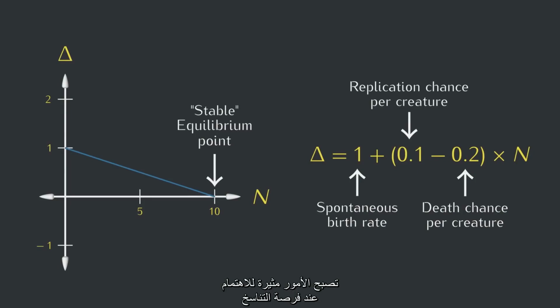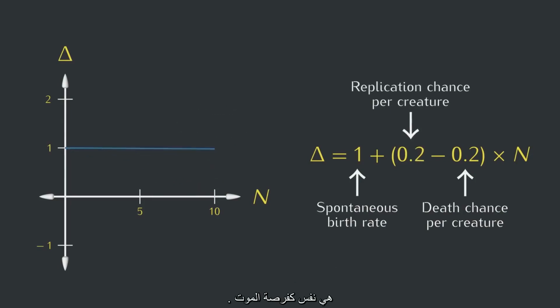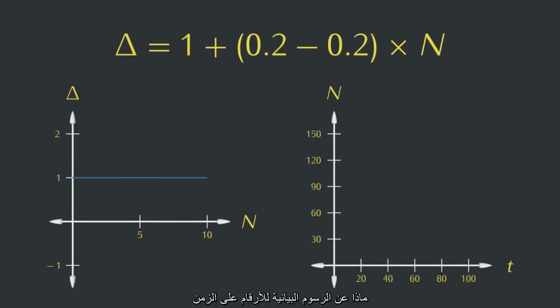Things get interesting when the replication chance is the same as the death chance. In this case, we get a flat line and the equilibrium disappears. If you saw the last video, this is where we divided by 0 and our equation broke. There is no equilibrium. What about number over time graphs in this kind of situation? There's no more equilibrium, but we can still say something about the growth rate. That's why we built this function equation in the first place.